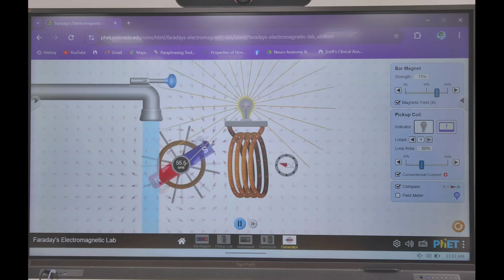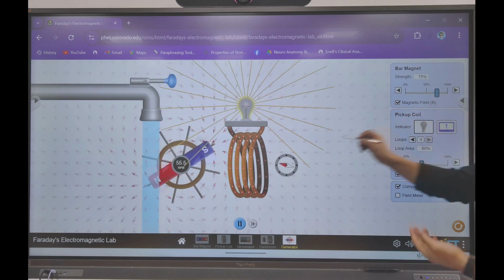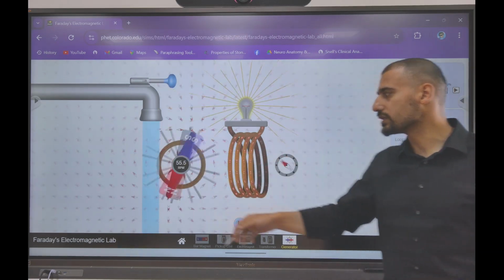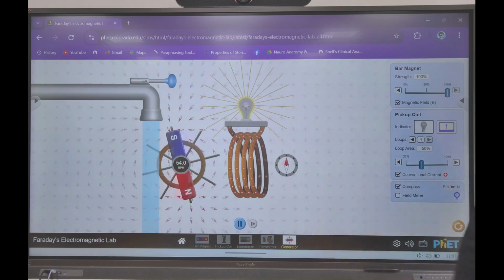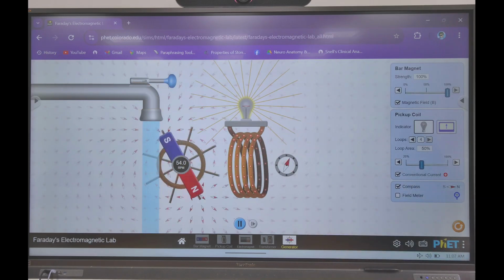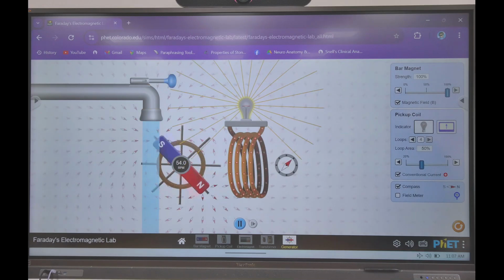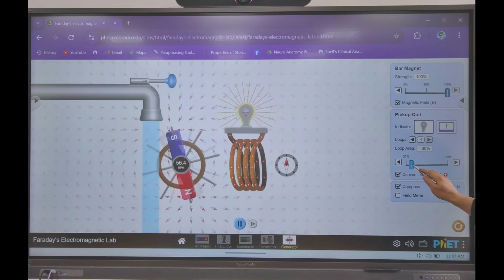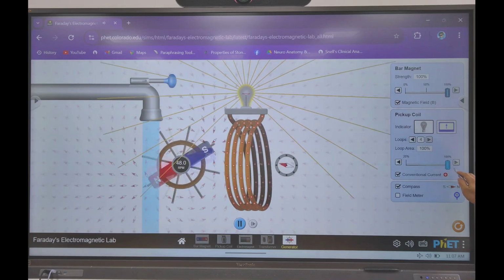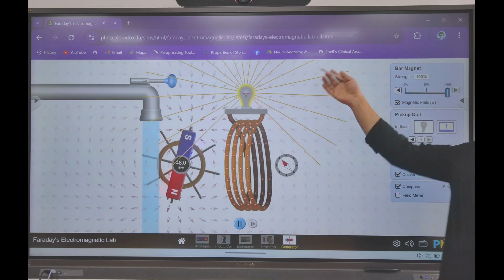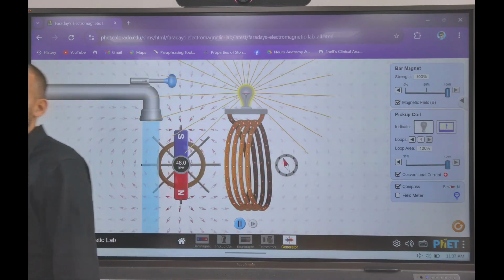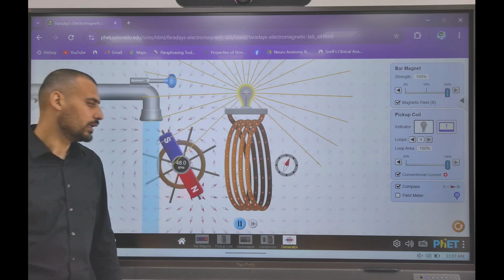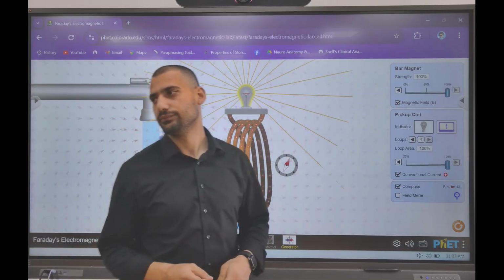Is that fine? Similarly, we can increase the strength of the bar magnet which is here. If we increase the strength, you see more brightness of the bulb, more voltage, more current flowing, more energy. That is the concept. We can also increase or decrease the area. With more area of the loops, the bulb is at its maximum. That's the concept. Is there any doubt in this?